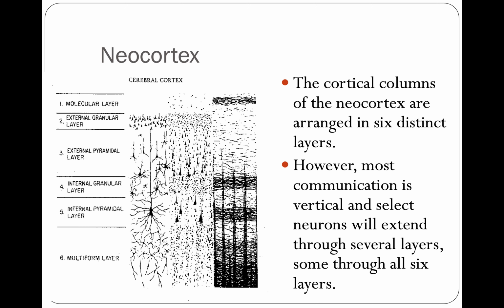And there we go. The cortical columns of the neocortex are arranged in 6 distinct layers. However, most communication is vertical, and select neurons will extend through several layers, some through all 6 layers. And this is the information that we're looking for. And as you can see, this is what the layers look like.